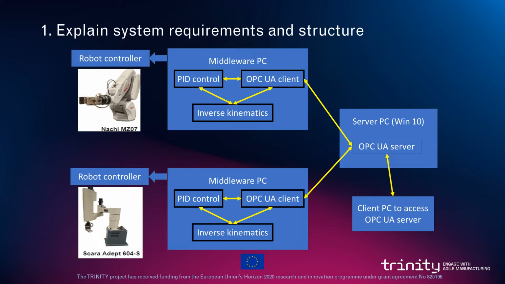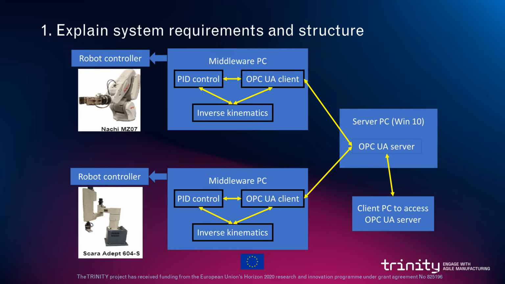Some newer industrial robots have open APIs for low-level control and inverse kinematics, but these two robots have no such functions, so we added a middleware PC for each of the robots. The middleware PC is an Intel i5 NUC PC, which is running the Ubuntu 18 system. The middleware PCs are responsible for the inverse kinematics, robot joint PID control, and the OPC UA client. In our system, the inverse kinematics, PID control, and the OPC UA client are all Python programs. They can communicate with each other.